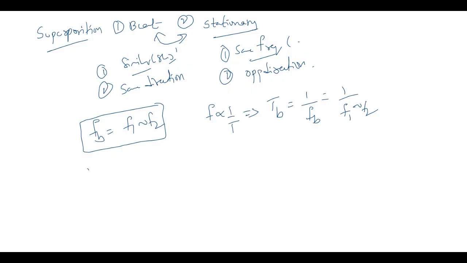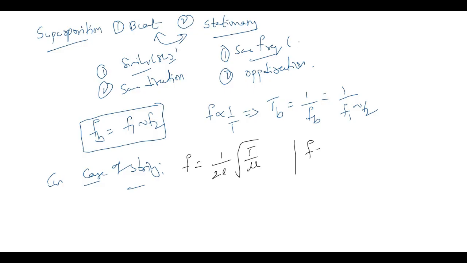Now you know in case of strings, stationary waves, what is the frequency formula? F is equal to 1 by 2L root over T by mu. Remember? We also know that F is equal to V by lambda.